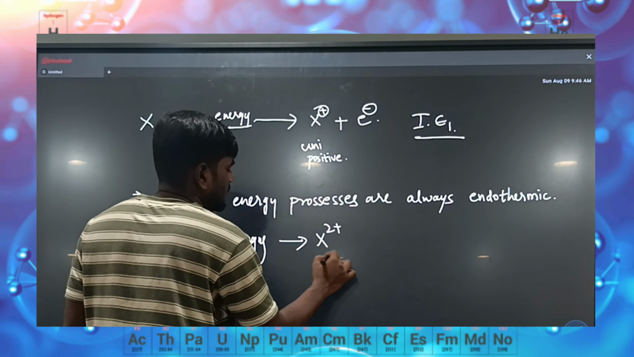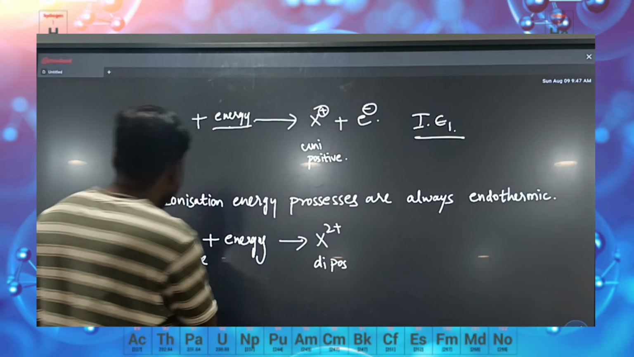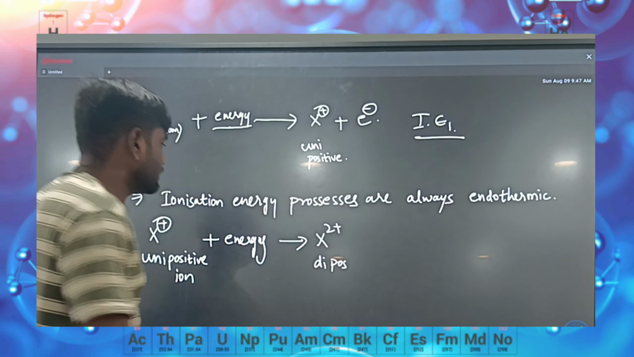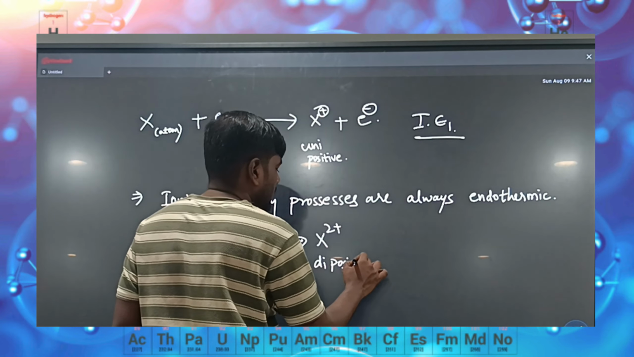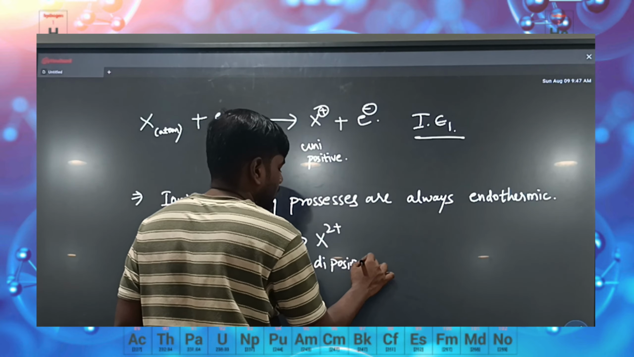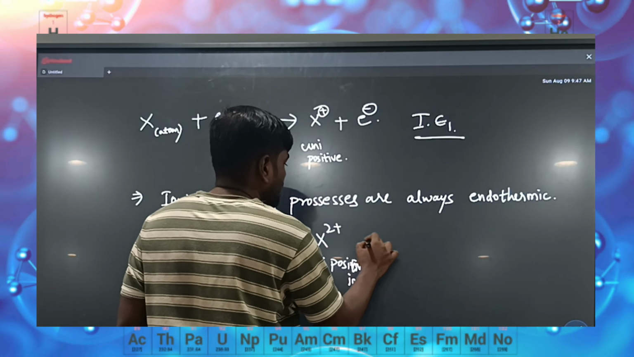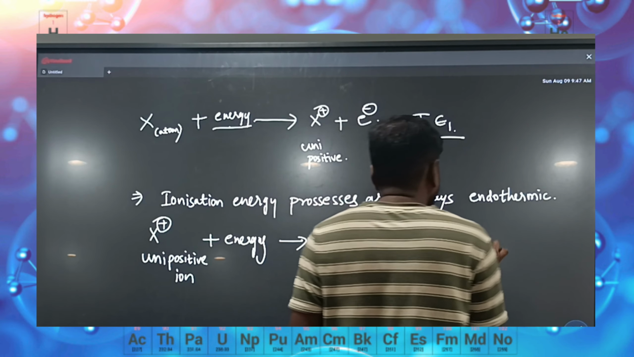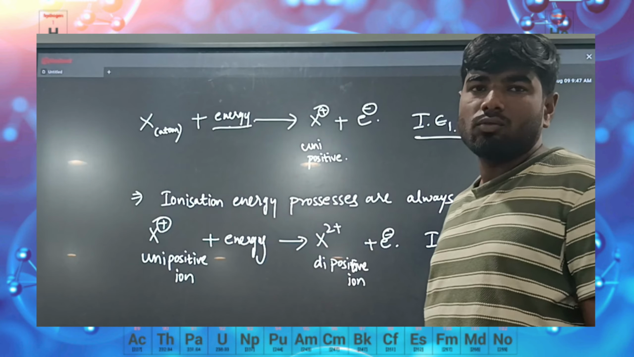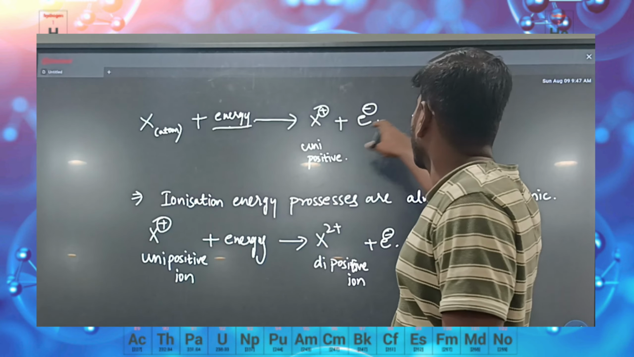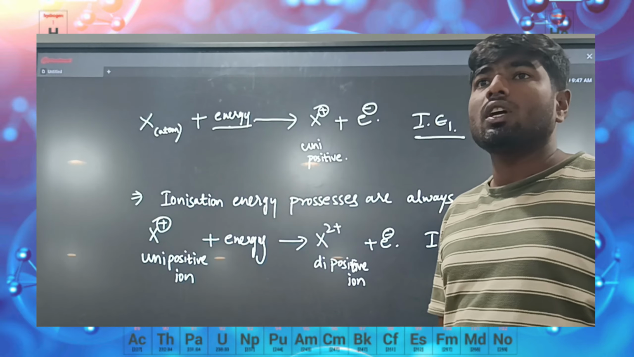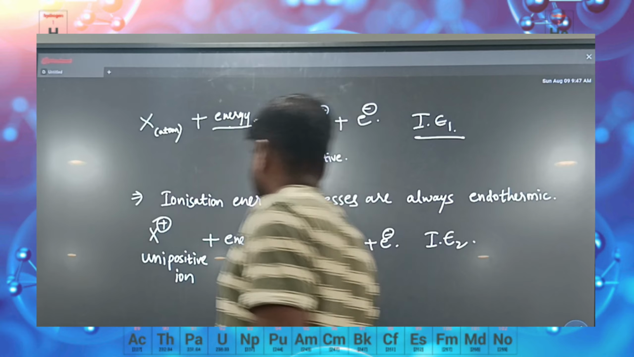Dipositive ion we can call it, because the unipositive ion was already there. From there one more electron is getting removed. Dipositive ion plus one more electron. So this is IE2. Why? Because we remove the electron from the unipositive ion. Unipositive ion means IE1, so dipositive means IE2. And for example, if we remove the third electron, it means IE3.